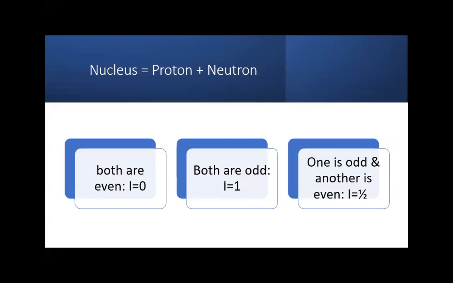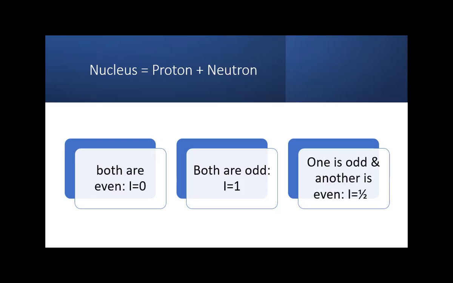When both protons and neutrons are even, we get spin number 0. For example, here the proton number is 6 and the neutron number is 6, and its spin number is 0 because the protons are in pairs and the neutrons are in pairs. So when protons and neutrons are both even, the spin quantum number is 0.